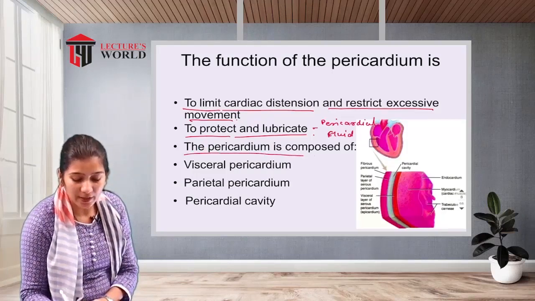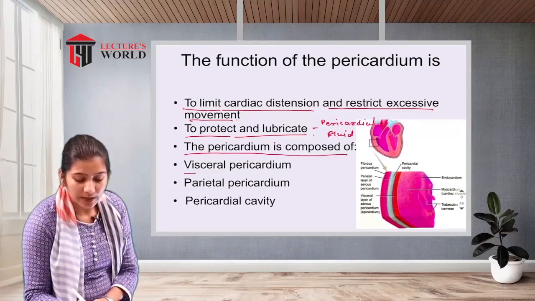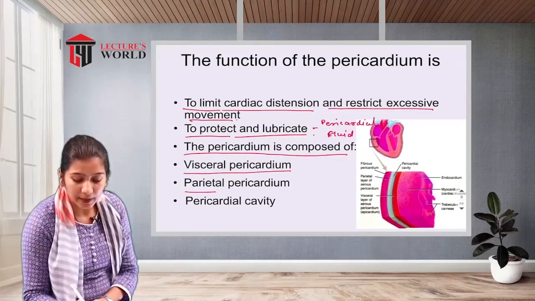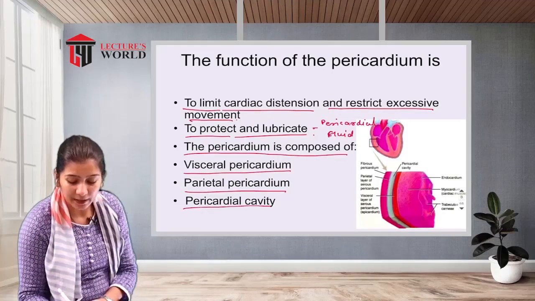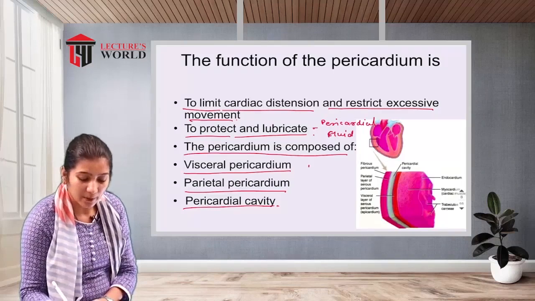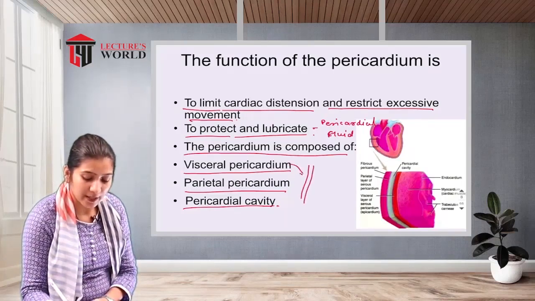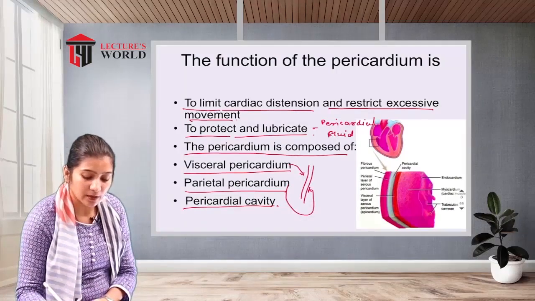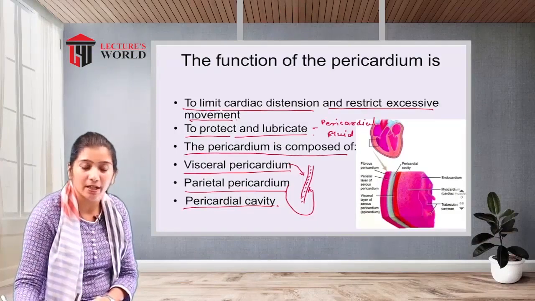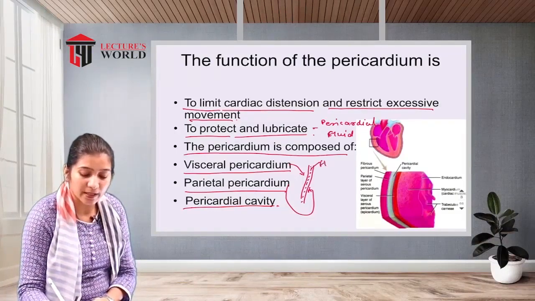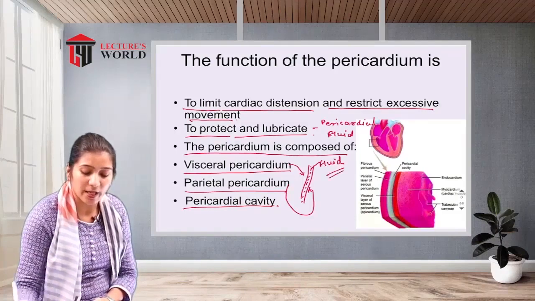The pericardium is composed of visceral pericardium, parietal pericardium and the pericardial cavity. So suppose this is the layer, suppose this is the visceral pericardium and this is the parietal pericardium. So between this the cavity is formed, that is known as the pericardial cavity, and whatever fluid present in that cavity is known as pericardial fluid.